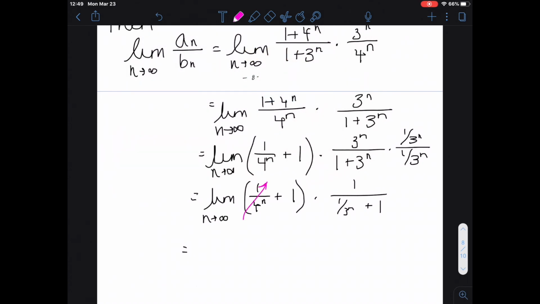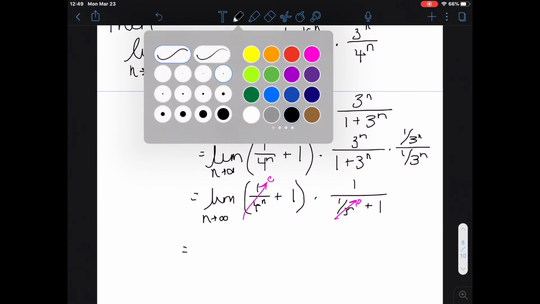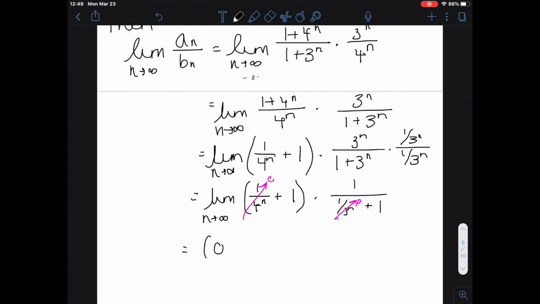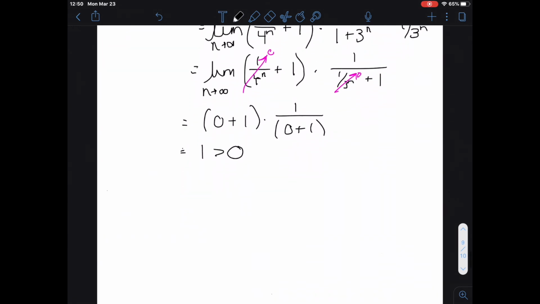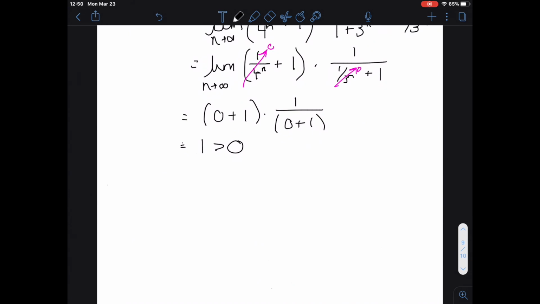This is going to go to 0. This is going to go to 0. So this limit will equal 0 plus 1 times 1 over 0 plus 1. So in the limit, the ratio of these two goes to 1, which is greater than 0. So this means they're behaving and growing or decreasing at a similar rate.